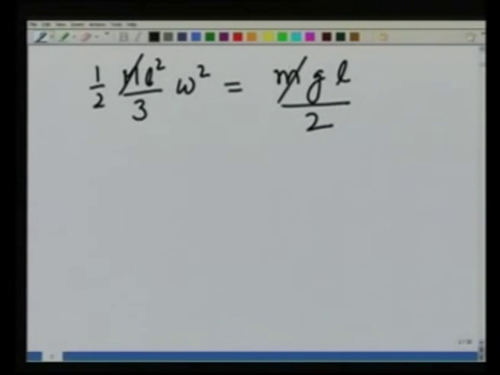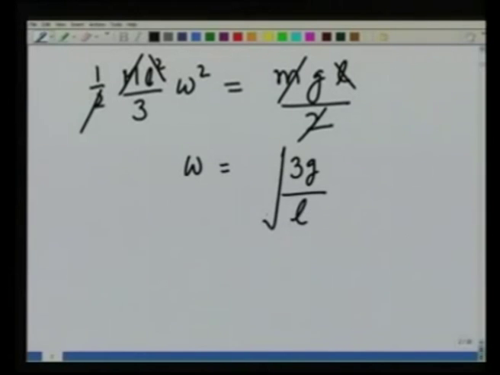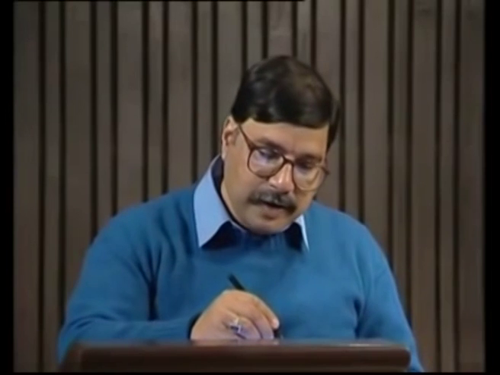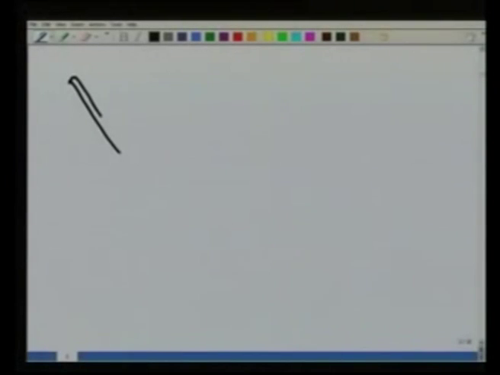This m cancels, this 2 cancels, one of the L's cancels, and therefore, I get omega equals square root of 3 g over L. So, this is the answer that comes from energy conservation. Second way is by applying the equation that dL dt is equal to external torque, and let us apply that. Let the position of the rod be at an angle phi from the horizontal.